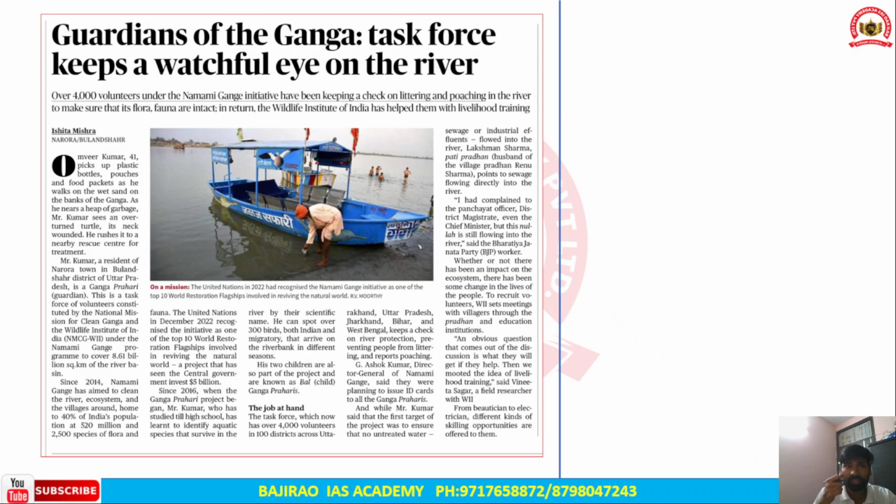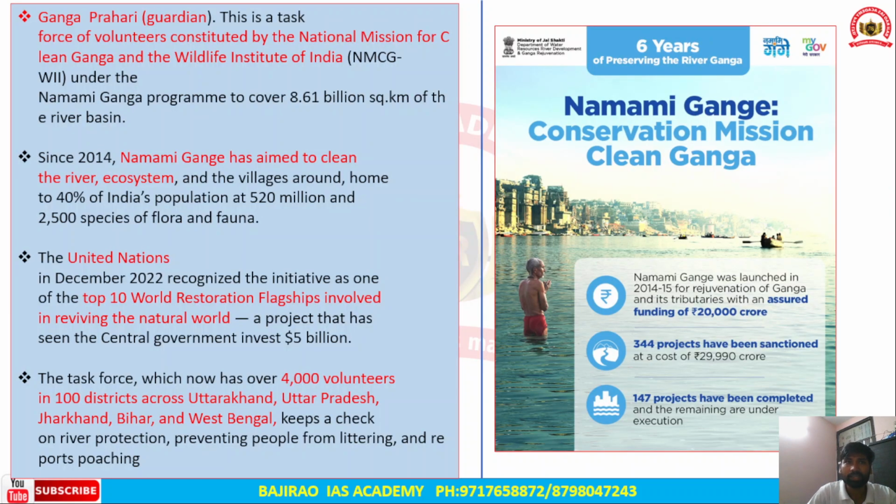So the next article is with respect to the Guardians of the Ganga task force. These are the volunteers who are part of the national Ganga initiative or the Namami Gange initiative. The Ganga Prahari are actually the guardians. This is a task force of volunteers constituted as part of the National Mission for Clean Ganga and the Wildlife Institute of India. Under these, the Namami Gange program will cover around 8.61 billion square kilometers of river basin.